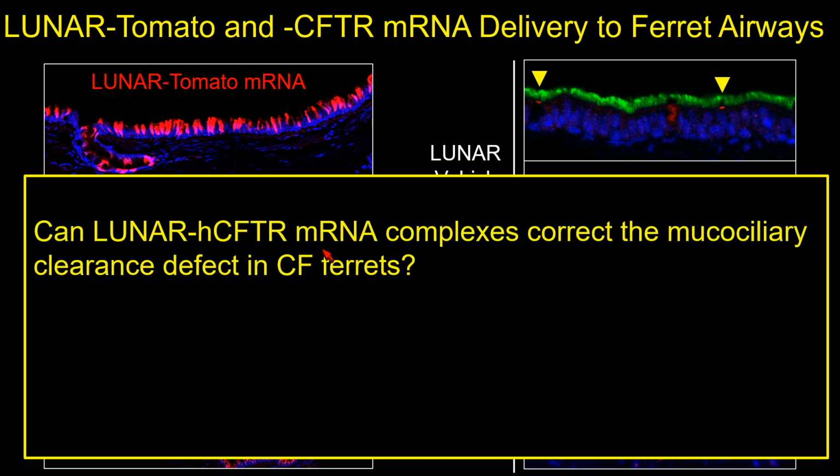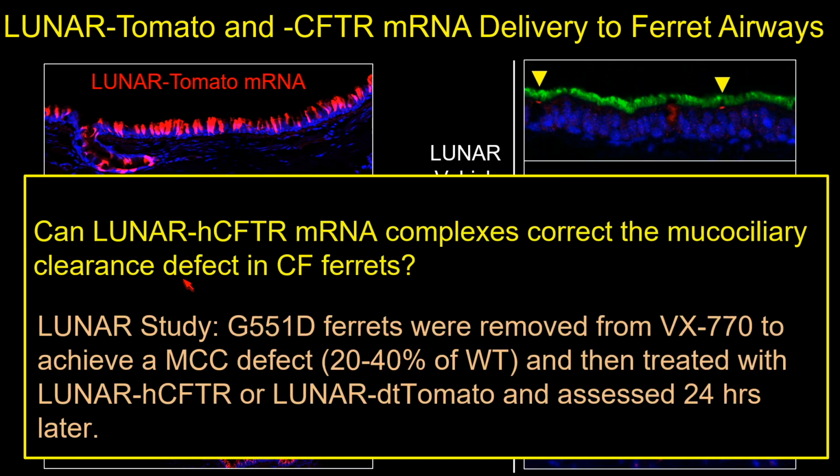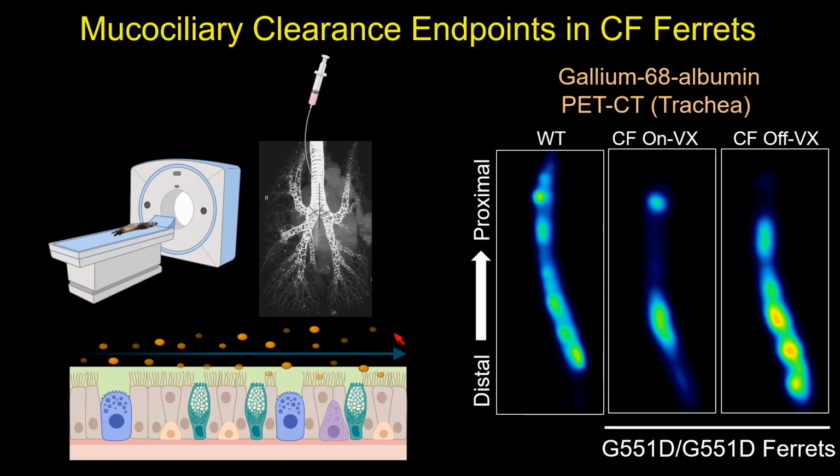So can LNP mRNA complexes correct mucociliary clearance defects? This is the big question. And so we performed a study in G551D animals, and I'm going to try to convince you that this clearance is an index of CFTR function, using G551D ferrets and ivacaftor, VX770, to modulate CFTR activity. We took these animals and waited until they had a range of clearance that was about 20 to 40% of wild type, and then did a study with human CFTR mRNA delivery or tomato as a negative control.